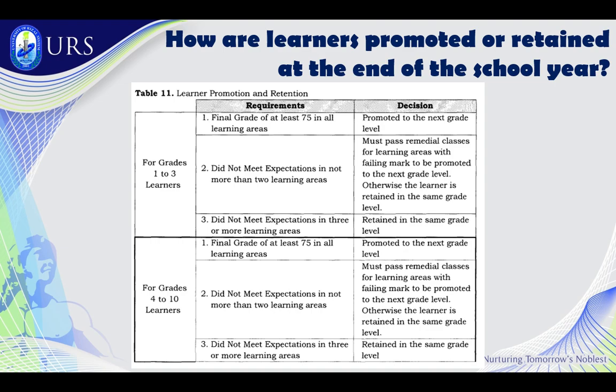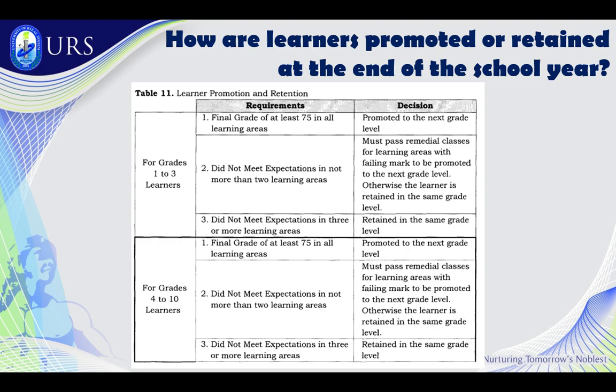So, ito po yung table 11. Ang requirements po for grades 1 to 3 learners: number 1, final grade of at least 75 in all learning areas. Number 2, did not meet expectations in not more than 2 learning areas. Number 3, did not meet expectations in 3 or more learning areas. Ang decision po niyan, kapag hindi po mababa ang grade ng bata, promoted to the next grade level. Basta hindi po bababa ng 75 ang grade.